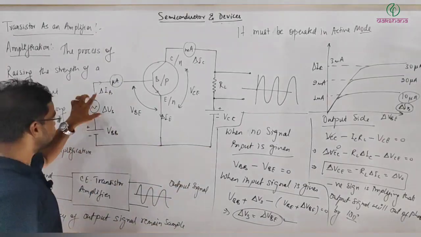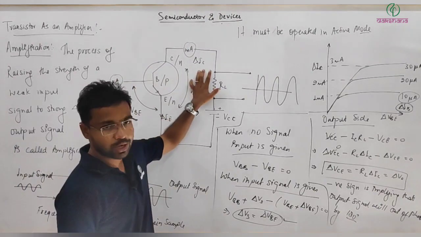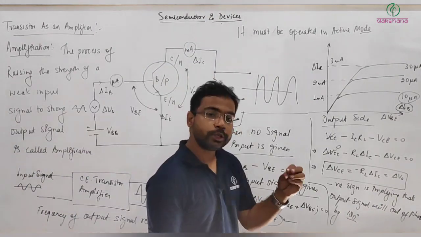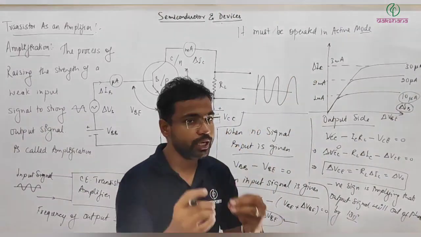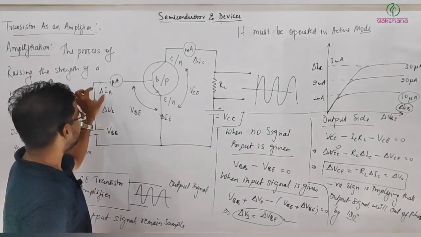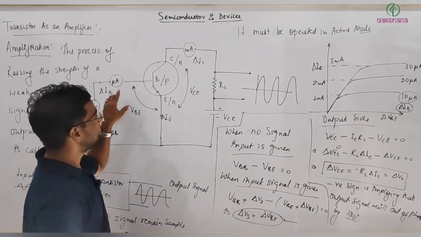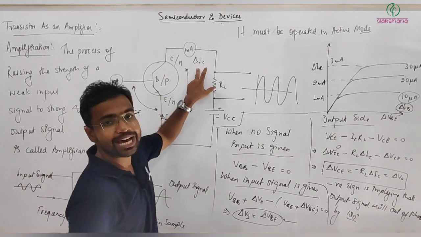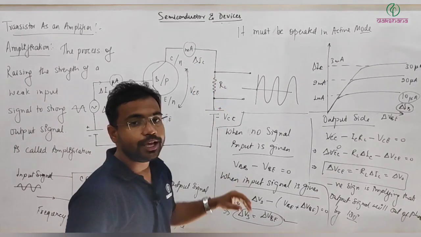The point is this input current controls the output. Input current is small, output current is large. So here if small changes occur in this, that is because of this input signal, that will result in a large change in output current, and that way we can get a large change in the output.